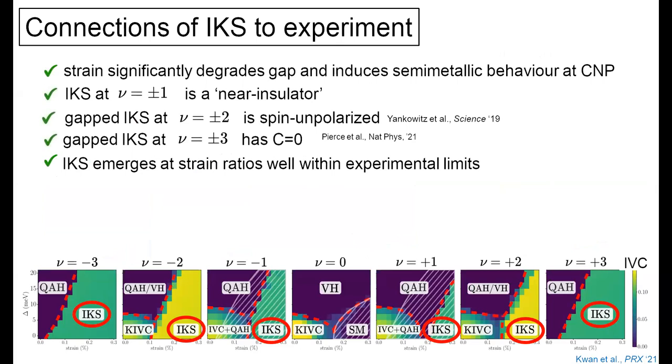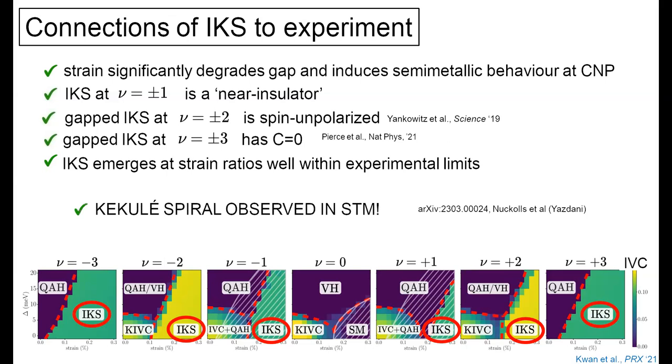Okay, so a couple of things that connect IKS to experiment. The strain degrades the gap, and you end up getting a semi-metal at charge neutrality. Nu equals plus or minus 1 comes out correctly. It's sort of a near insulator. It's gapped at nu equals plus or minus 2. That's something that's still polarized. Gapped at nu equals plus 3. It has strain number 0. And it emerges at strain ratios which are within the experimental limit. But the big thing is that you can observe it in STM.